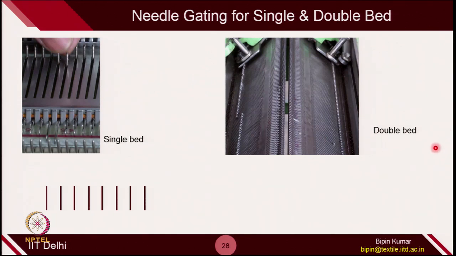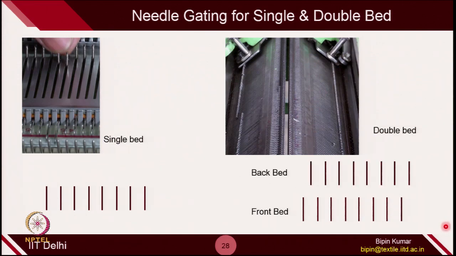For a double bed, since it has 2 beds, you need to give the notation for 2 different needle bars. The first bed is called the front bed, which is this side, denoted by a series of parallel bars, and the back bed is denoted by a series of back bars, and they are not facing each other. You can see it easily so that they do not collide. So, this is basically the gating for a V bed machine which you can easily observe.